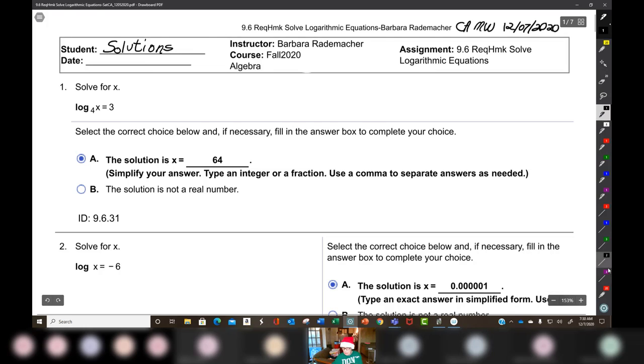So, here we go. This first logarithmic problem uses, in fact, most log equations use the definition of what a logarithm is. And we went over this extensively before Thanksgiving break, so that it's probably what's been wiped out everything.